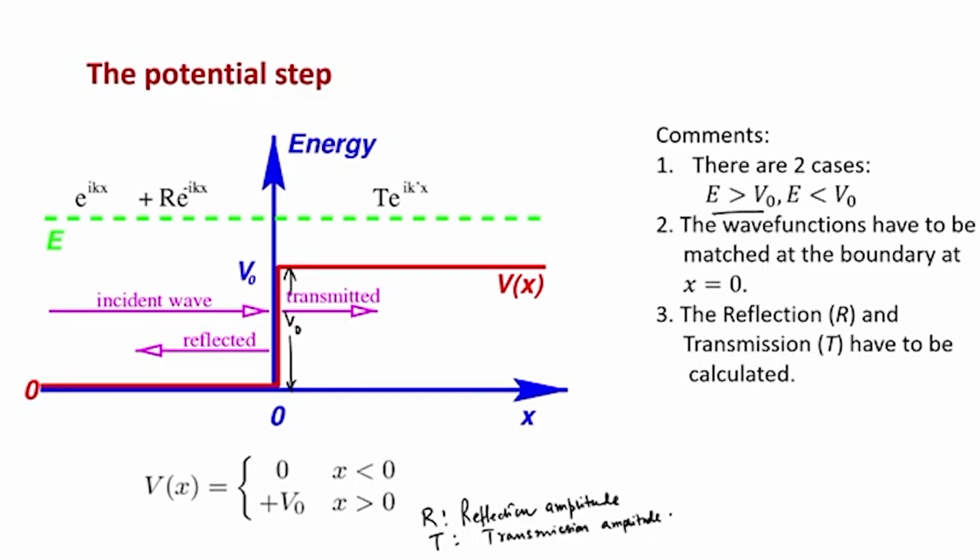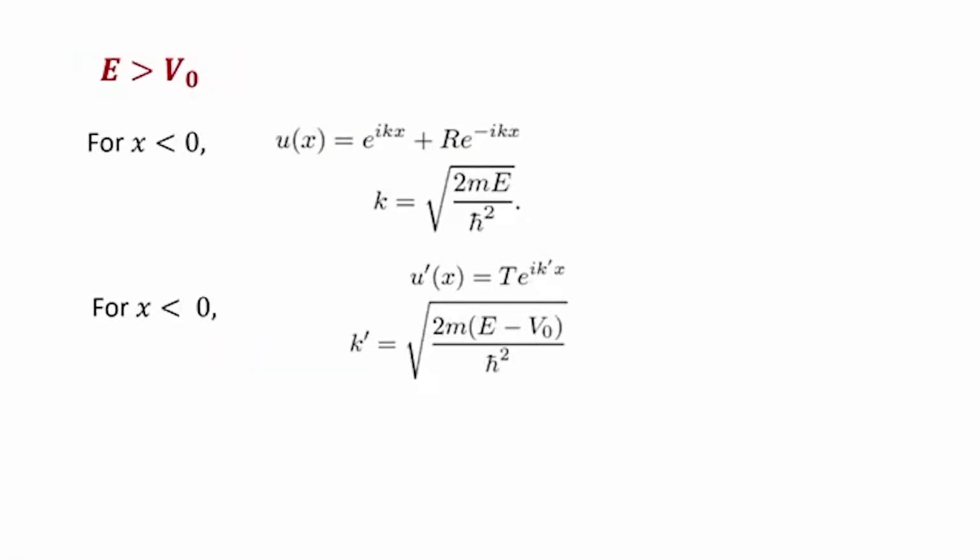And we will have to match the boundary conditions at x equal to 0, and the reflection and the transmission amplitudes R and T will have to be calculated. And sometimes in questions you are not given this figure, but you are given in writing that V of x equal to 0 for x less than 0, and V of x is equal to plus V 0 for x greater than 0. They mean the same thing. You will have to picturize this and draw your own schematic diagram.